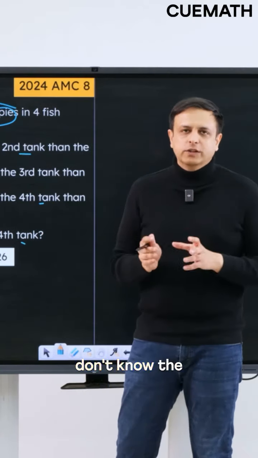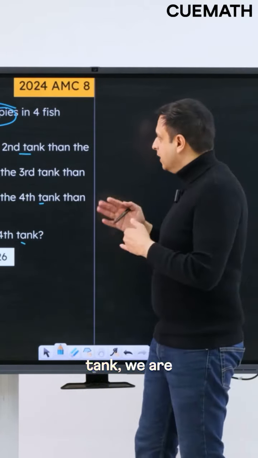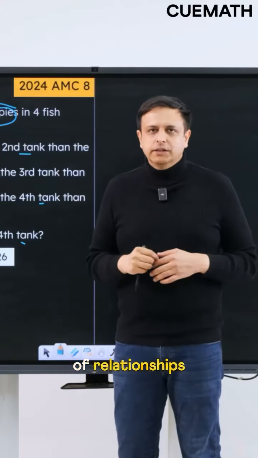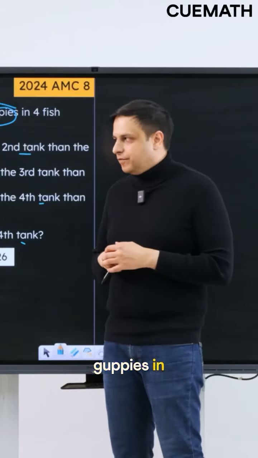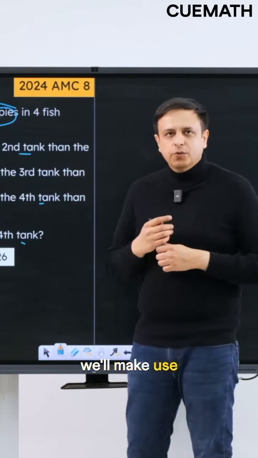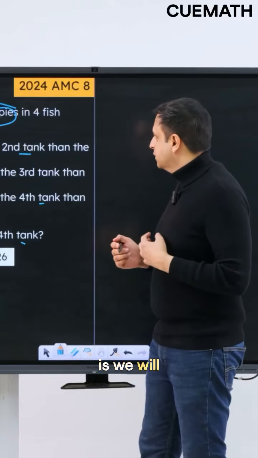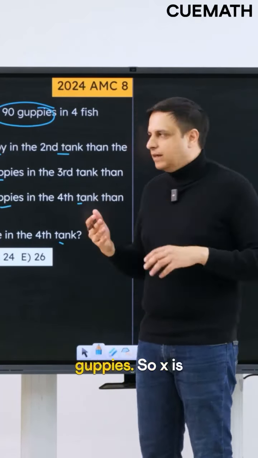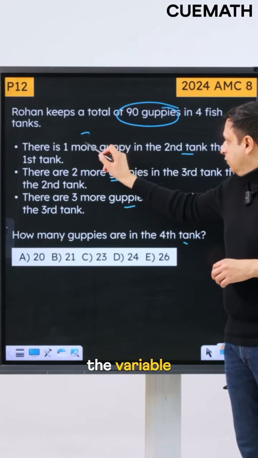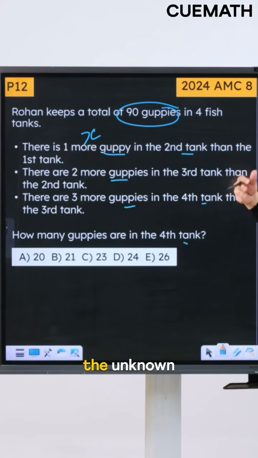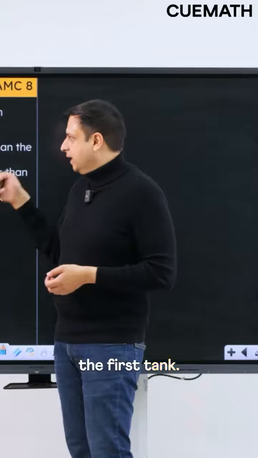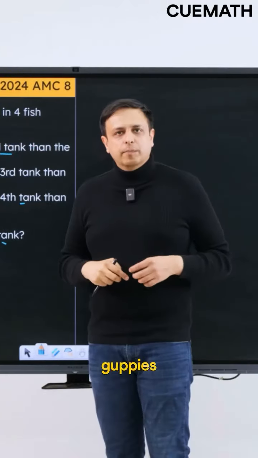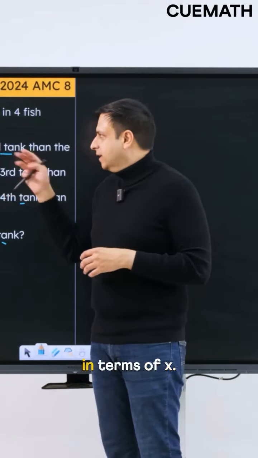So while we don't know the exact number of guppies in each tank, we are given a series of relationships between the number of guppies in different tanks. So that's what we'll make use of here. What we'll do is assume that in the first tank there are x guppies. So x is the variable we'll use to represent the unknown number of guppies in the first tank, and then we will write the number of guppies in each of the other tanks in terms of x.